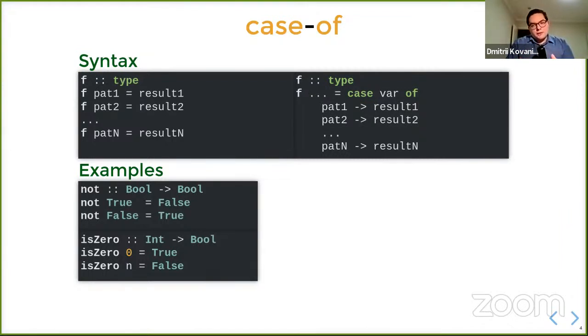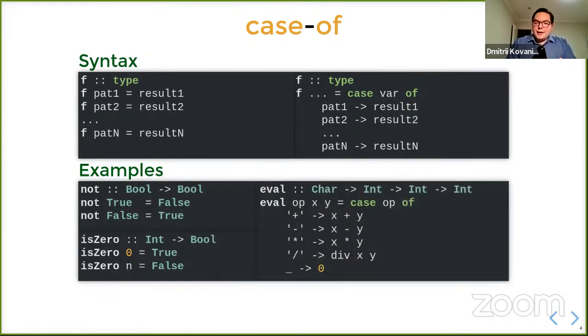So on one hand, they don't match anything, but on the other hand, they match all other data types. They don't bring any information about values, but they match all values. And here's an example of how we can use the case of expression.